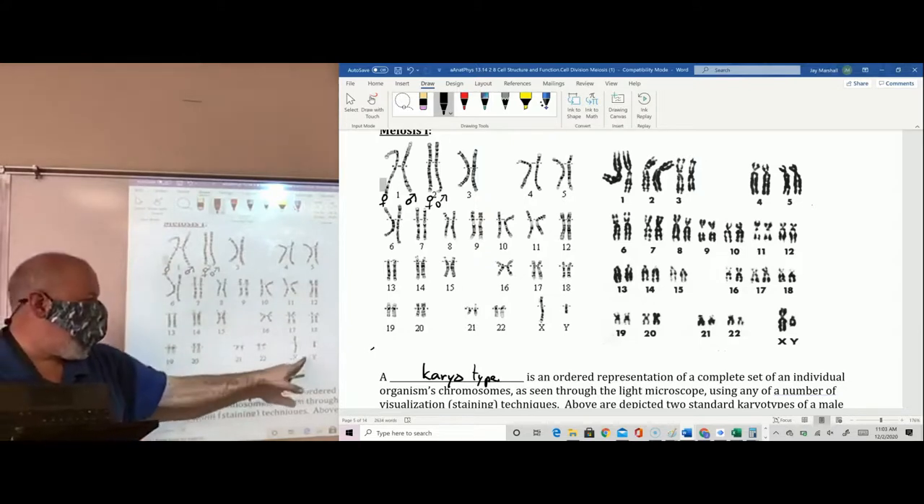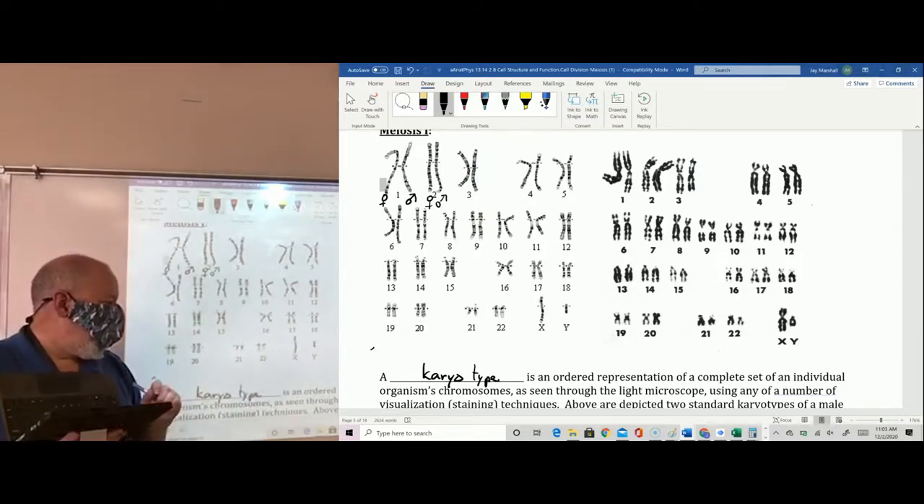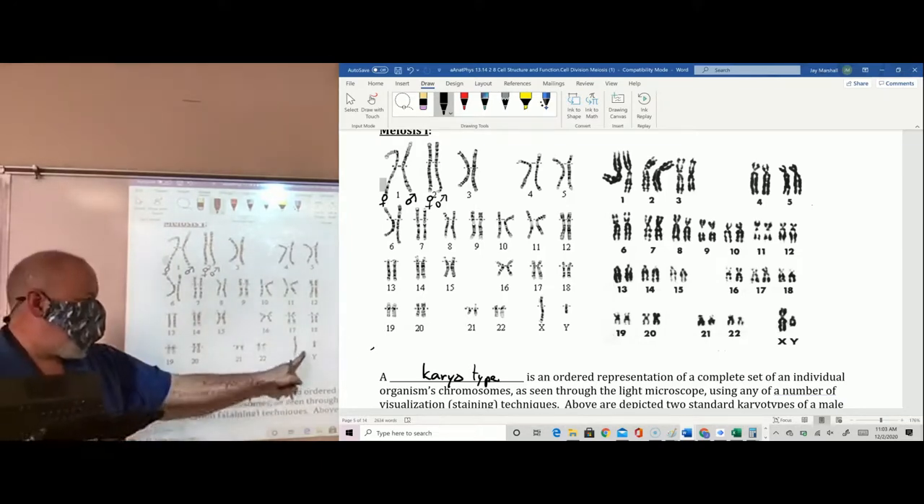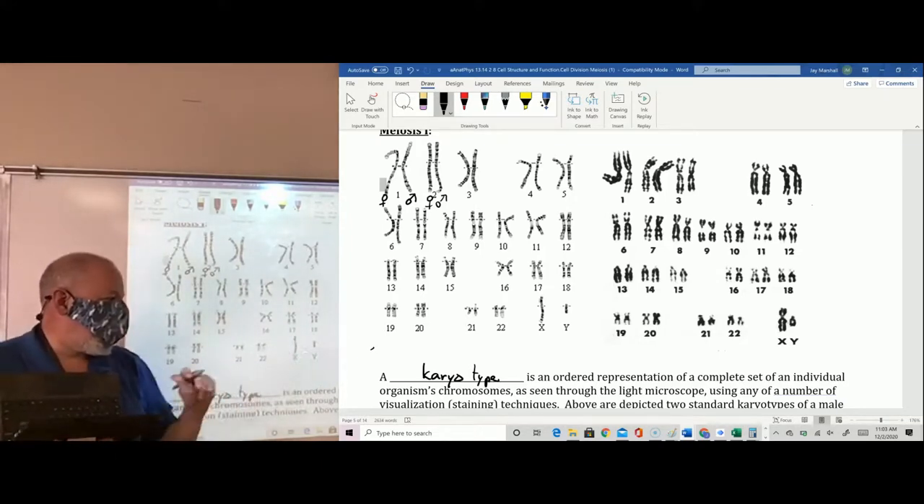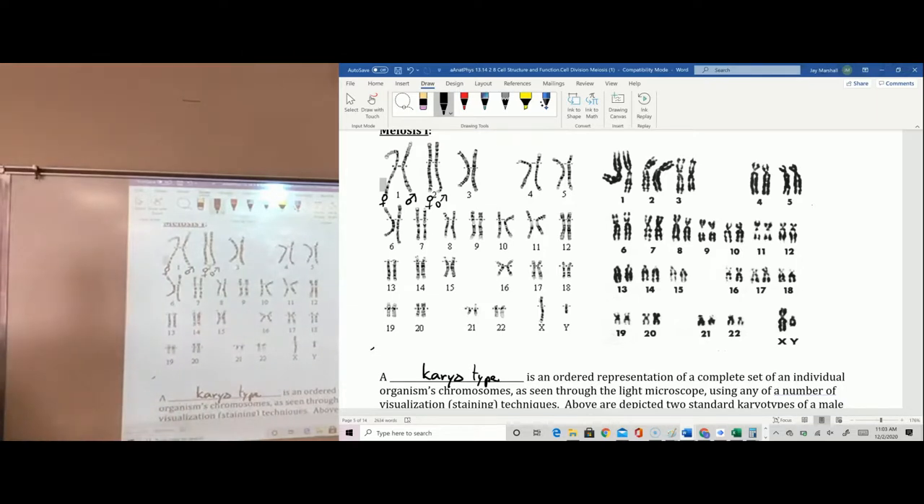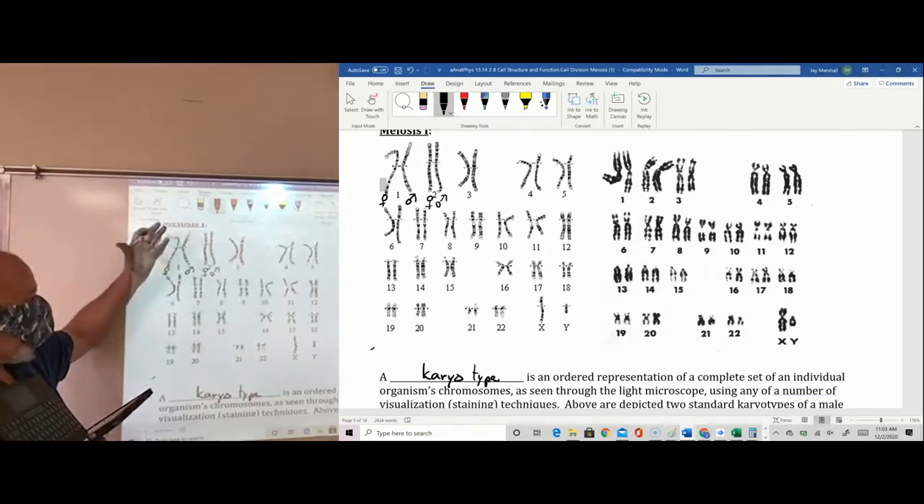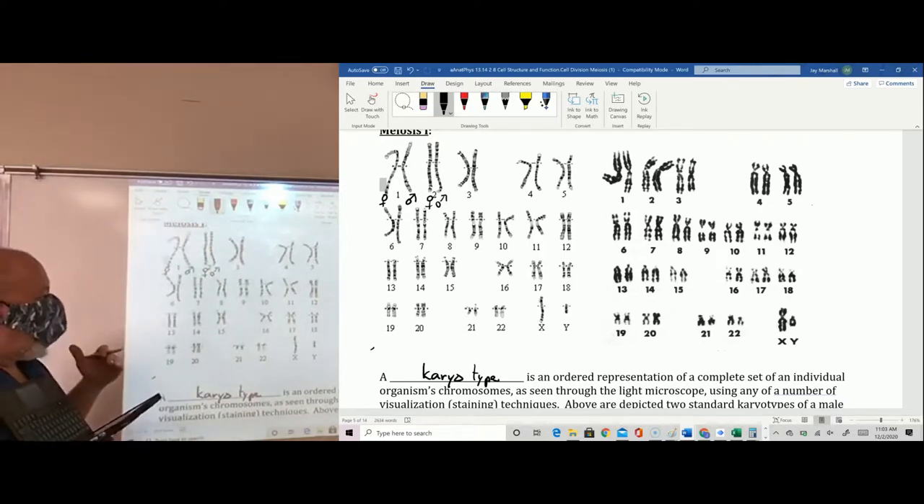And we can't tell, well, actually we can tell. The X chromosome had to come from mom, right? Because the Y chromosome had to come from dad. So this is a male. Okay, and as far as we can see, it looks pretty normal. This is a normal set of chromosomes.